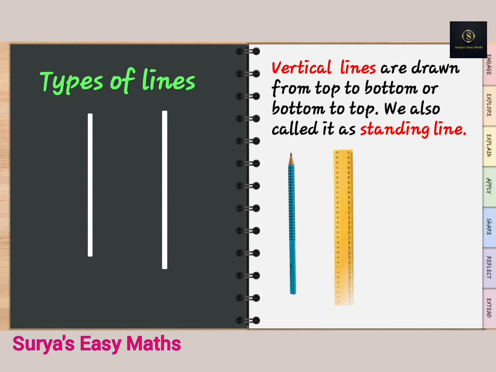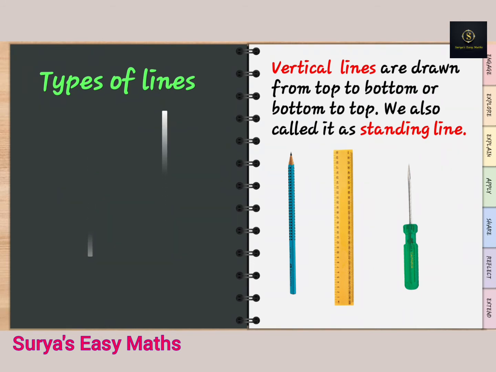A pencil, a ruler, a screwdriver, all are in vertical position. It means they are in standing position. So we call it as vertical lines.